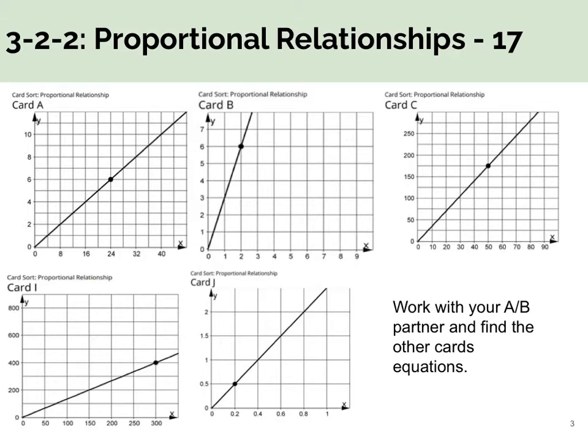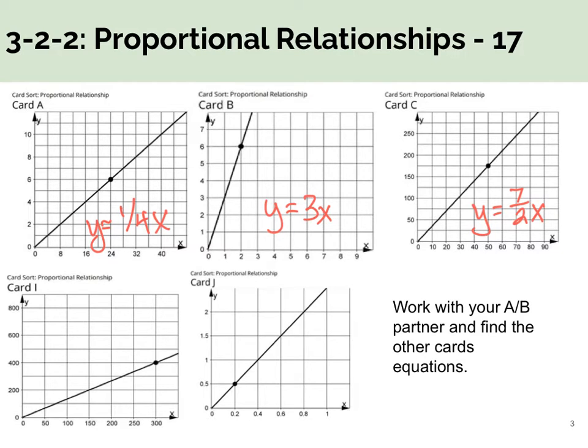This is actually from yesterday. It was the paper we did, where we did the equations and went through those to figure them out. As we can kind of remember, card A was y equals 1/4x. Card B is y equals 3x. Card C was y equals 7/2x, and I know that's 3.5 or 3 1/2.